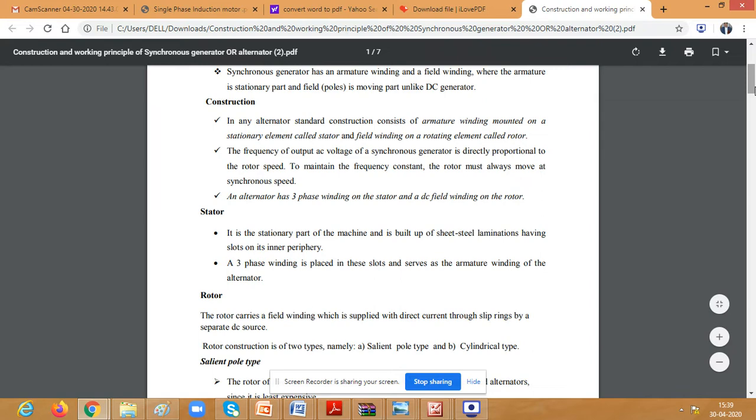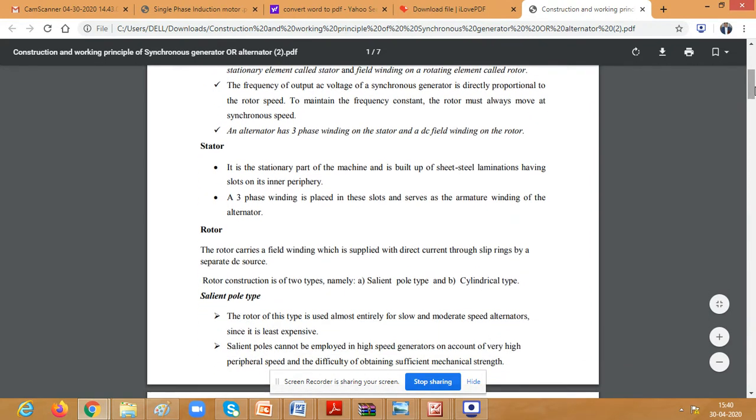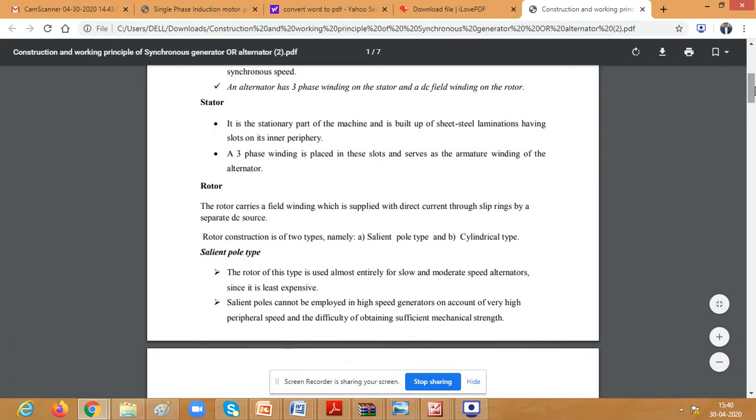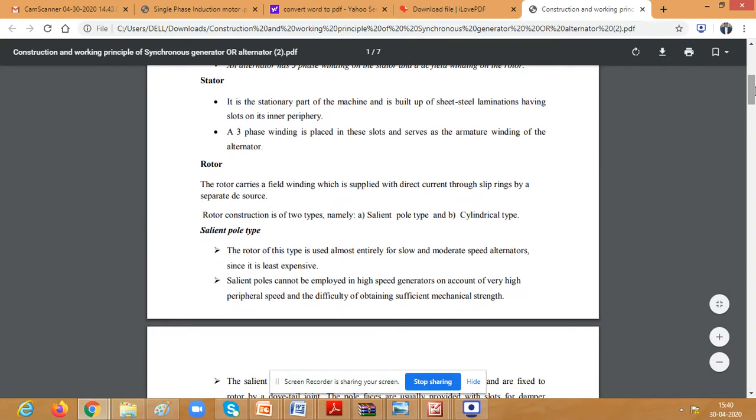So to maintain the frequency constant, the rotor must always move at synchronous speed. That's why we also call it the synchronous generator. So the alternator has a three-phase winding on the stator and a DC field winding on the rotor. The stator is the stationary part of the machine, built up of sheet steel laminations, having slots in the inner periphery to put our coils for three-phase generation. The three-phase winding is placed in these slots and serves as the armature winding of the alternator.